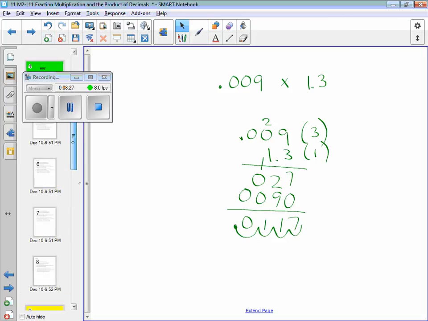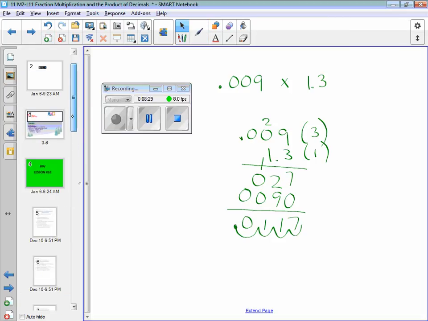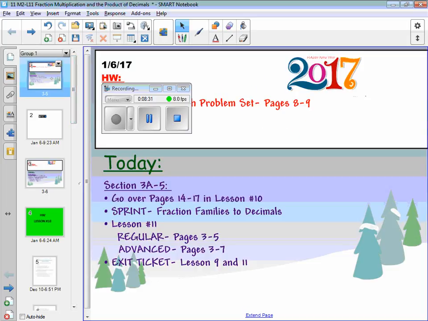All right. That's all I got for you. Here's how we're going to break this up. Regular math does page 3 through 5, advanced does 3 through 7, and then come and get your exit ticket. Well, you start your homework, and then I'll give you the exit ticket at the end. Okay? You can group up. Come and check with me if you don't have the key.